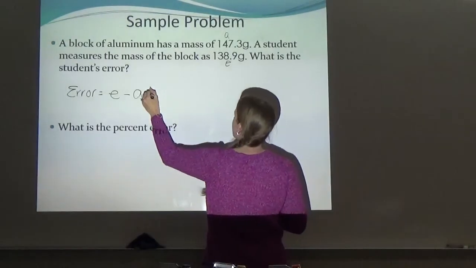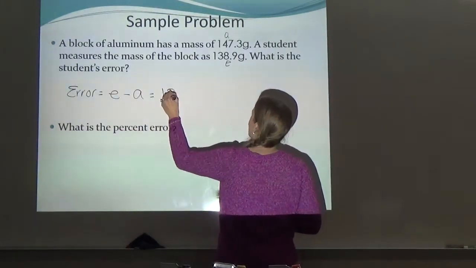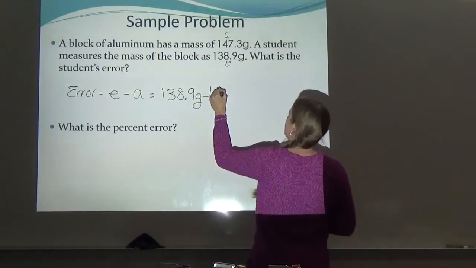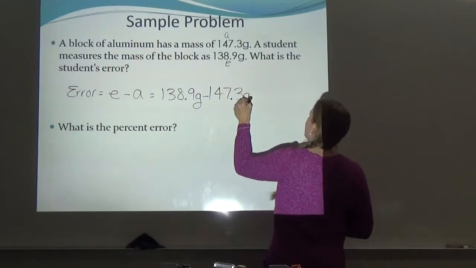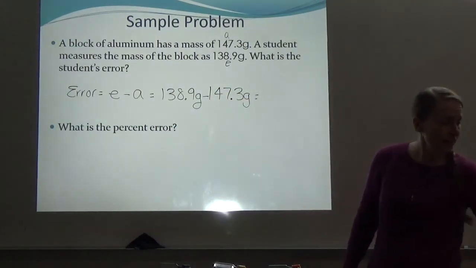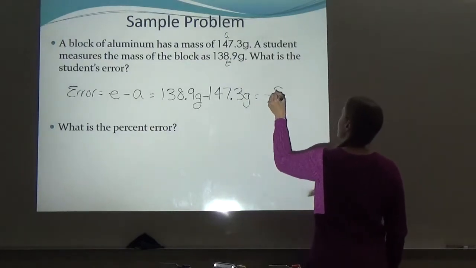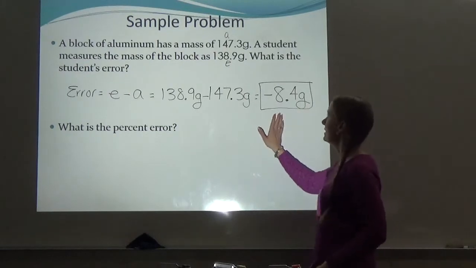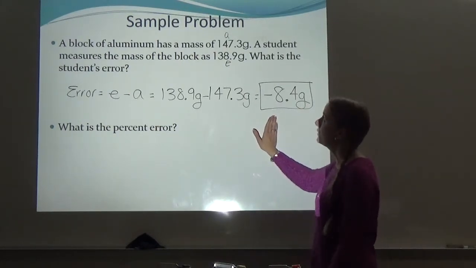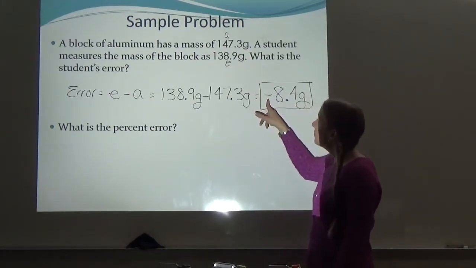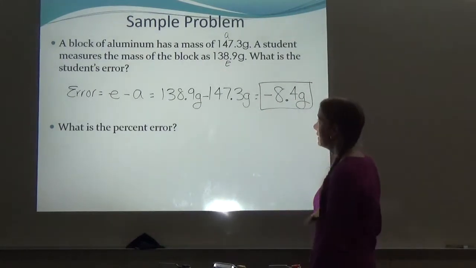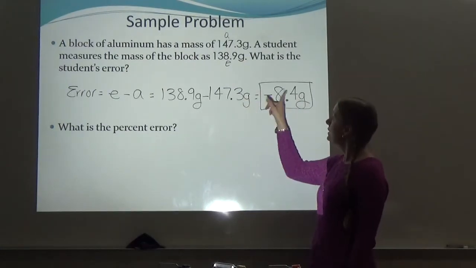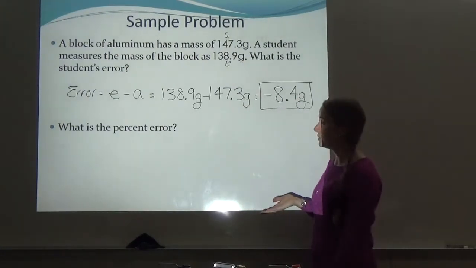So I just plug my numbers in. My experimental is 138.9 grams minus my actual or accepted, which is 147.3 grams. Once I subtract that, I get negative 8.4, and my unit is grams. So the student was 8.4 grams off of what the actual was, and they were 8.4 grams short. That's why it was a negative number, and it's okay if error is negative. And notice that it has the units of whatever the measurement was originally.